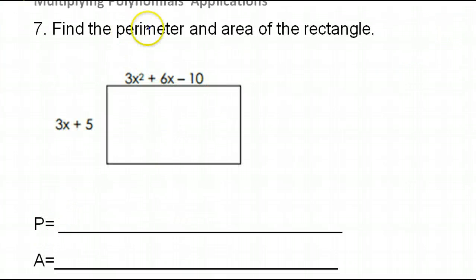Let's start with the perimeter, only because they mentioned that first. We know that the perimeter will be the sum of all 4 sides. So let's label them all. We have 3x squared plus 6x minus 10 is the length. So that's going to be the same down here, 3x squared plus 6x minus 10. And the width, or some people would say the height, is 3x plus 5. Again, that should be the same on both sides.